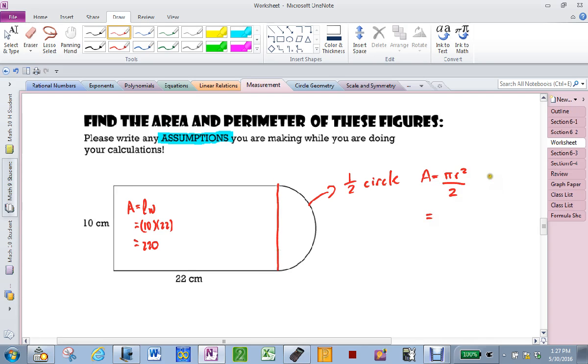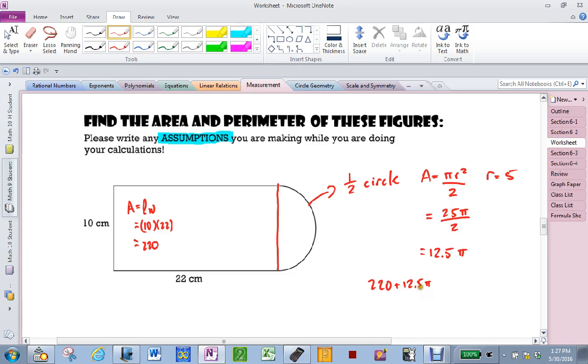What was it? 5. So it's 25 pi divided by 2, correct? Yes. 25 divided by 2 is 12.5 pi, yeah? Yes. And then what would you do with 220 and 12.5 pi? To get the area of the whole thing? Add it up. Yeah. So, 220 plus 12.5 pi.